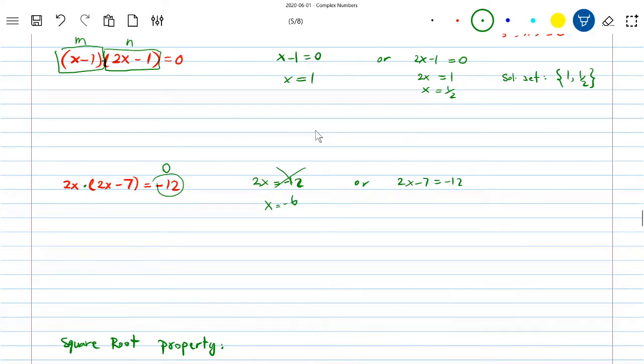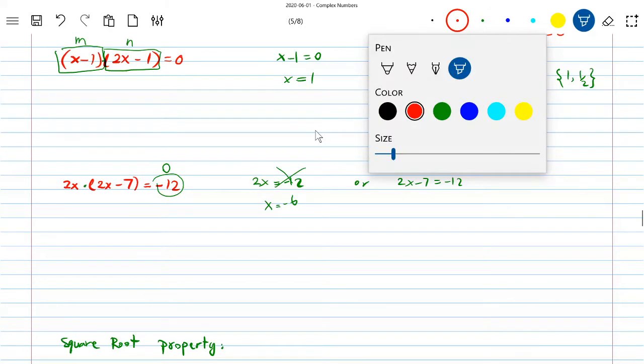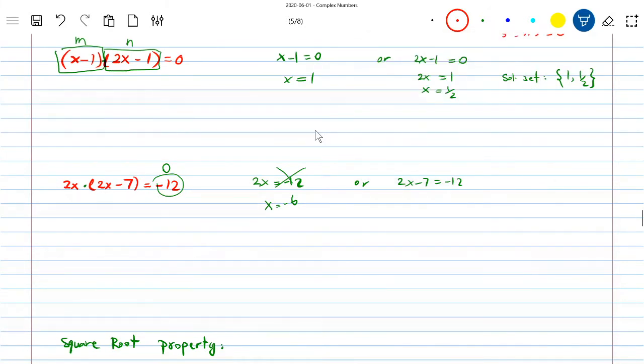And if you check your negative 6 as the solution, let's try negative 6. 2 times negative 6 times 2 times negative 6 minus 7. Is it equal to negative 12? 2 times negative 6 minus 7, this is negative 12 minus 7, this is minus 19. And 2 times negative 6, this is another negative 12. Negative 12 times negative 19, definitely not equal to negative 12. So this is not correct, neither the other one.